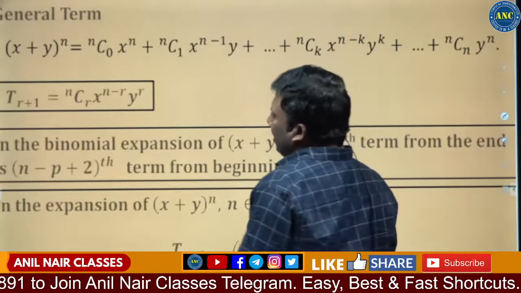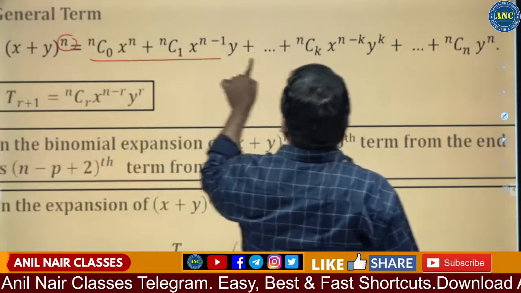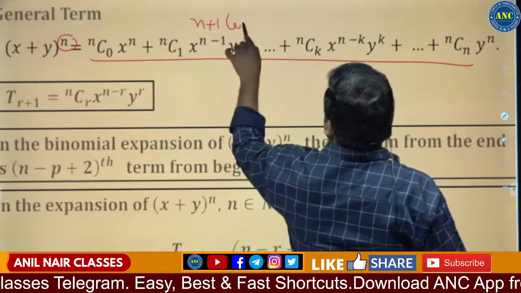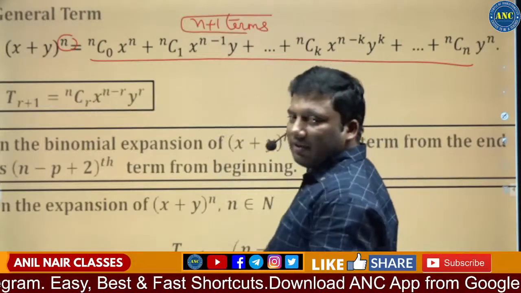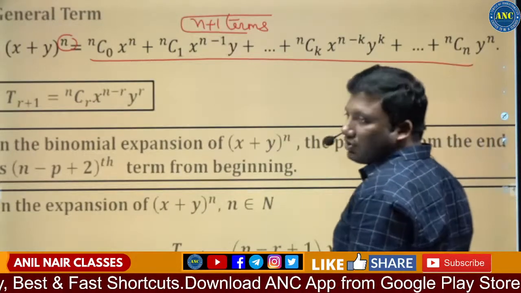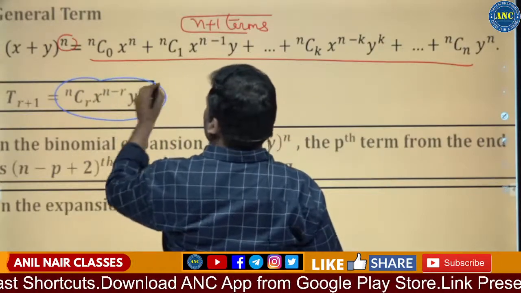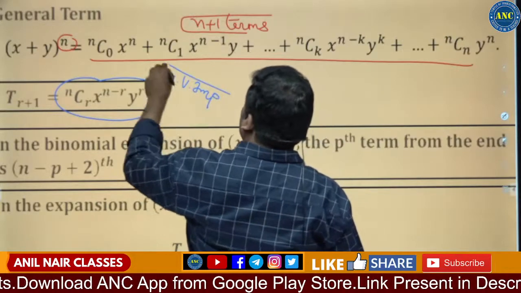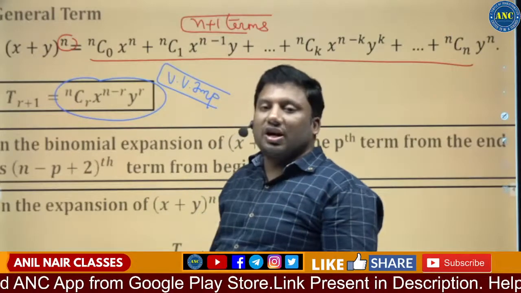Now another important point. If it is n, totally how many terms will be there? n plus 1 terms will be there. Totally n plus 1 terms will be there. The first term will start with 0. The second term is nC0, nC1 and so on. So the general term is given by the expansion. This is very, very important. The general term is given by nCr, x power n minus r, y power r.